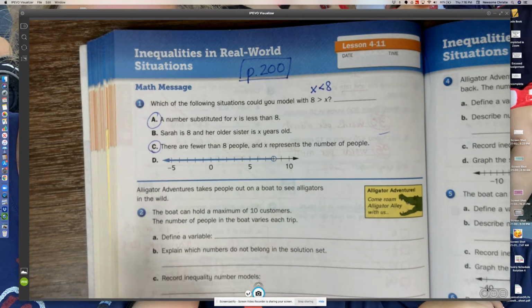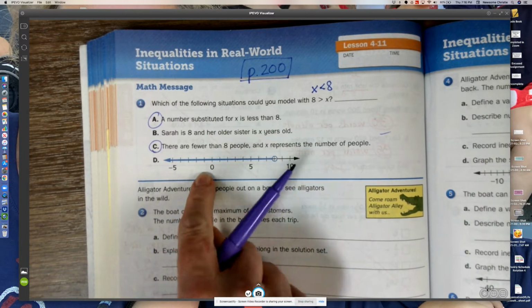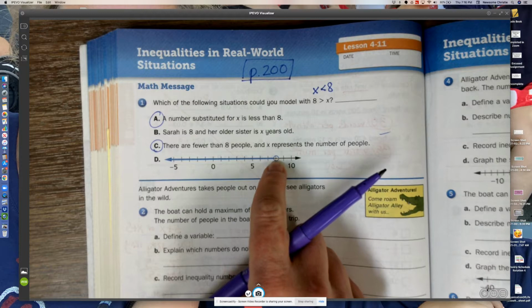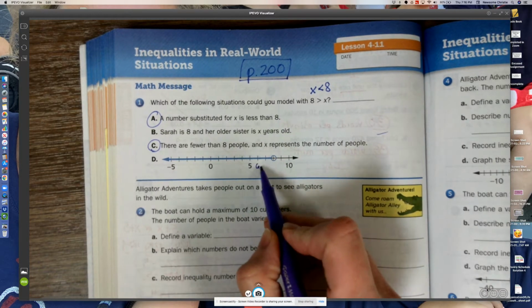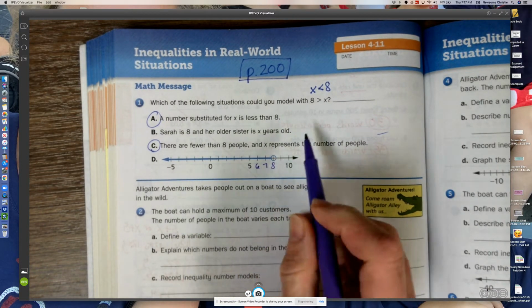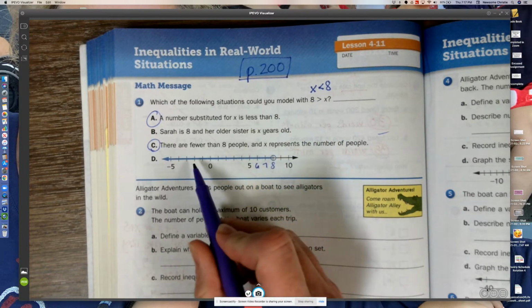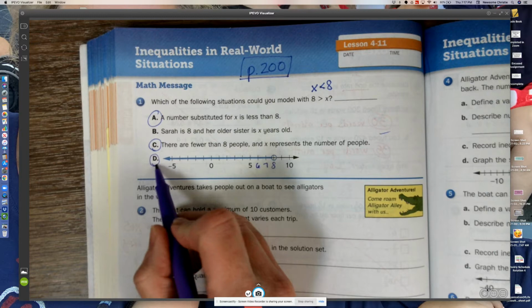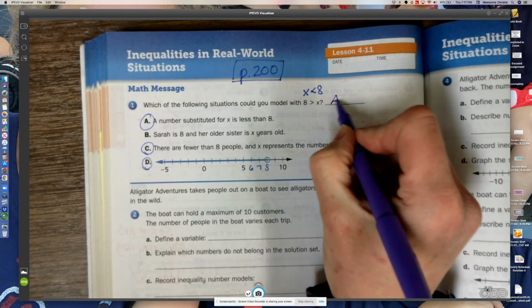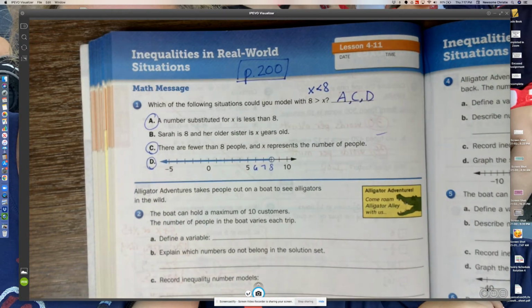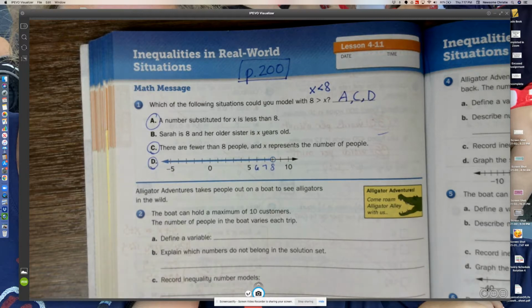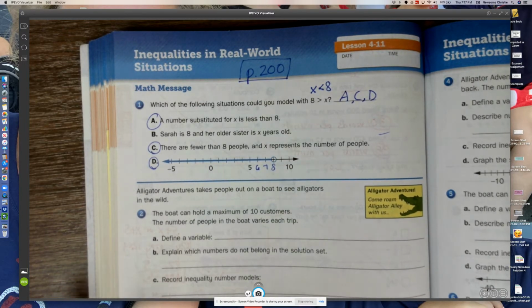I like that one. And then let's see if they graph this correctly. So we have an open circle, I think at 8, 6, 7, 8. And we know open circle means that it can't be equal to, so that looks right. And less than goes that direction. So yeah, that looks right. So A, C, and D all are expressions and stories, situations that can match x is less than 8. Okay, so just a little warm up.